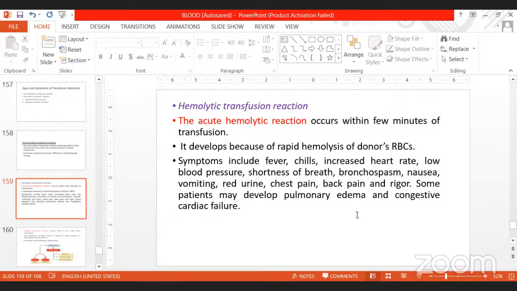We will get symptoms like fever, chills, increase in heart rate, low BP, shortness of breath, bronchospasm, nausea, vomiting, red urine or hematuria, chest pain, back pain, and rigor. Some may develop pulmonary edema and congestive cardiac failure.